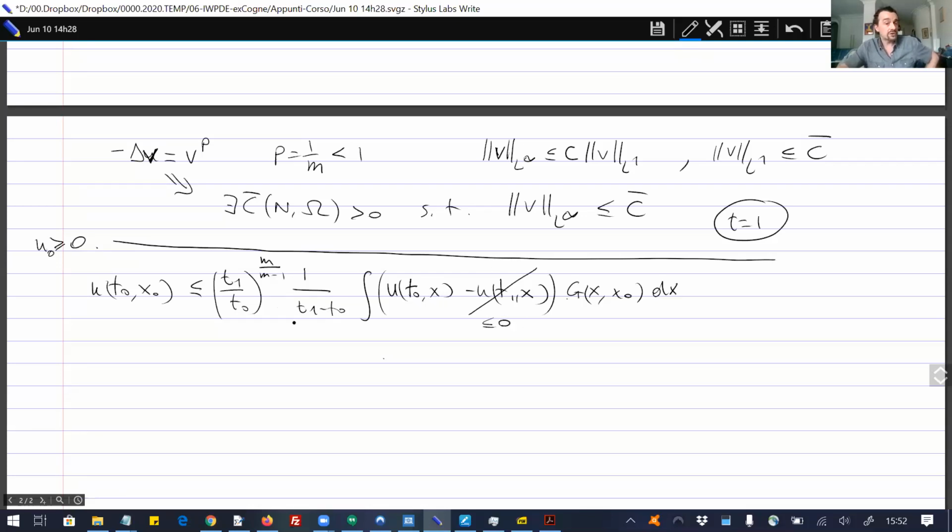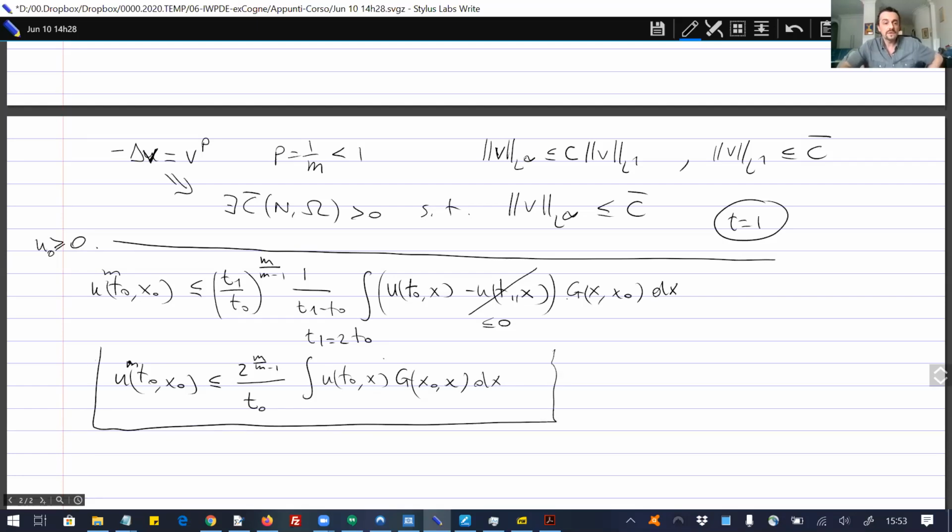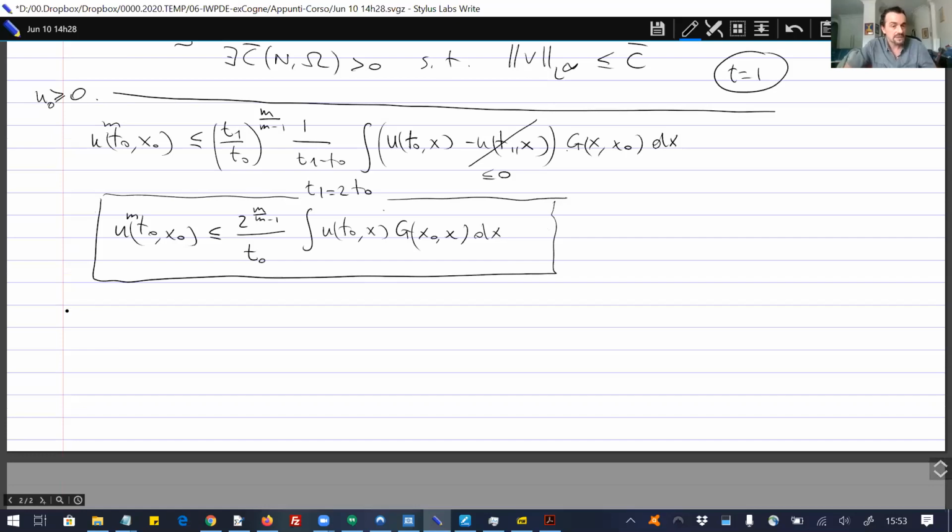Good. But now we can choose t1. So let's choose t1 equal to 2 t0. And so we easily get that u of t0, x0 is less or equal than 2 to the m over m minus 1, to the power m, of course, divided by t0, times the integral of u of t0, x, g of x0, x, dx. Okay? And now, let's start the proof. This is the consequence of the almost representation formula that we will use to prove our absolute upper bound. Okay, so the first step, assume u0 is in Lp with p greater than n over 2.